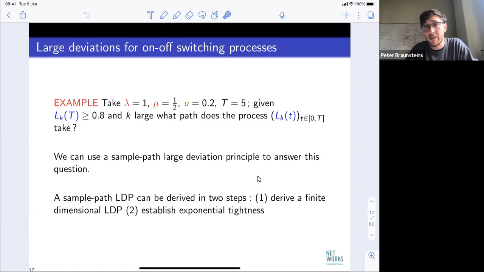So for convergence of stochastic processes, we need convergence of finite dimensional distributions, and we also need exponential tightness. We also need tightness. And for sample path large deviations, we need finite dimensional large deviation principles and exponential tightness. So there's some parallels here.